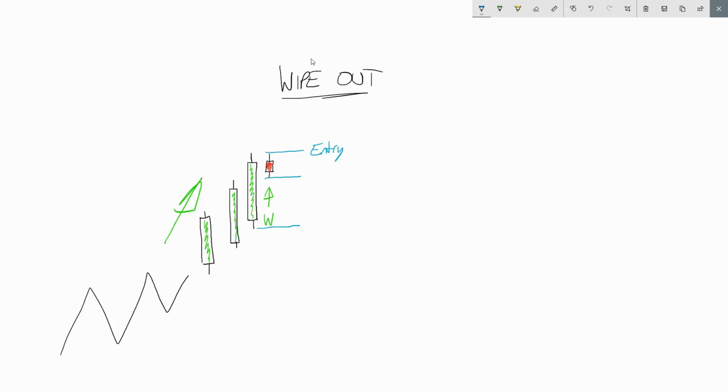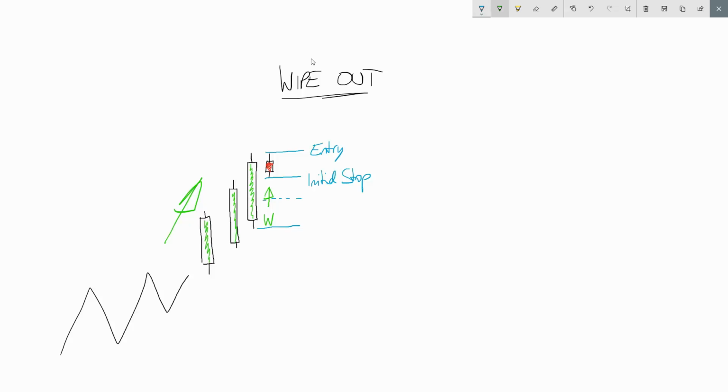So this is the very hardcore entry. If you have your initial stop here, you can of course put it a little bit below if you're not that hardcore. But basically, if you really want to do a hardcore entry, you put your entry at the high of the narrow bar and the initial stop on the low.